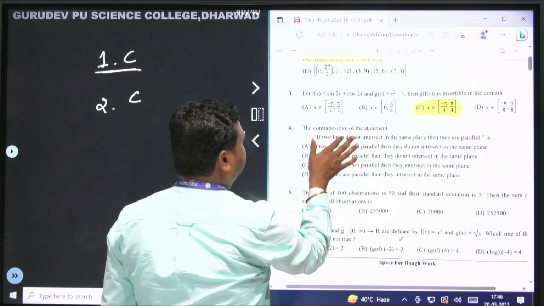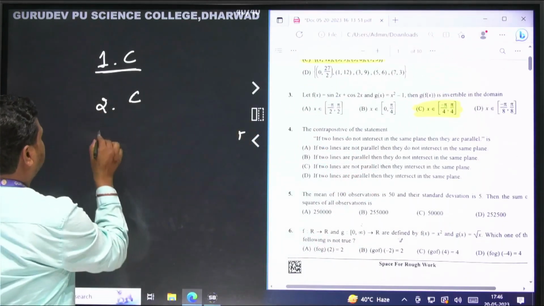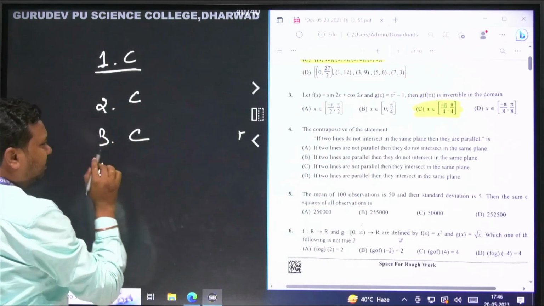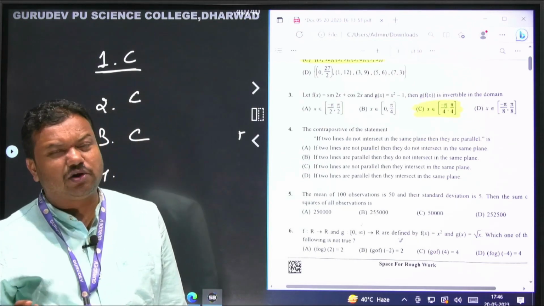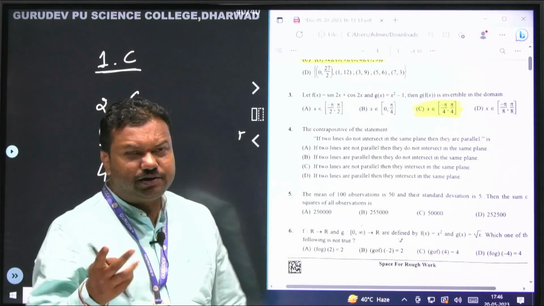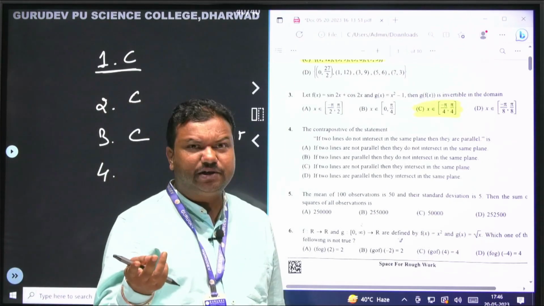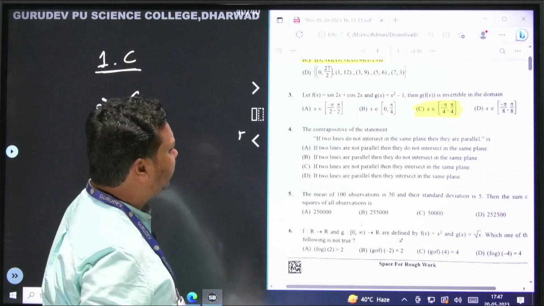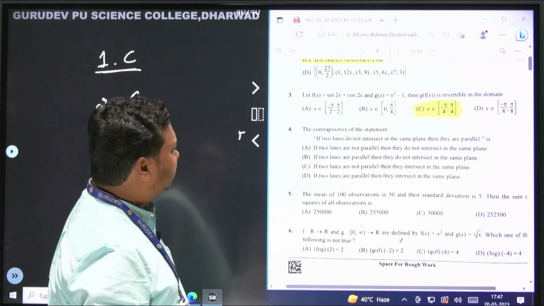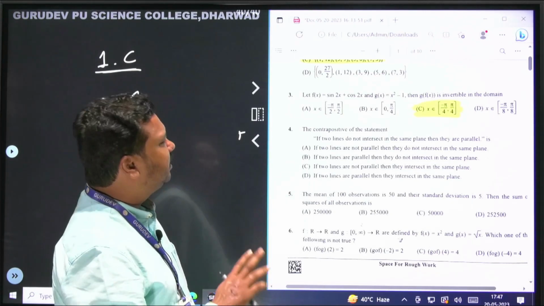For the fourth question, the contrapositive of the statement. I repeat, the third one is also C here. The fourth question is on the contrapositive of the statement. So we know what we mean by contrapositive, right? You have to switch the statements, the conclusion and the other statement, and you have to take the negation of the same. I am just switching over here, and I found that the right answer in this case is: if the two lines are not parallel, then they will intersect.